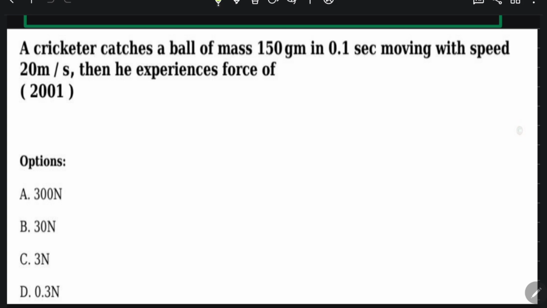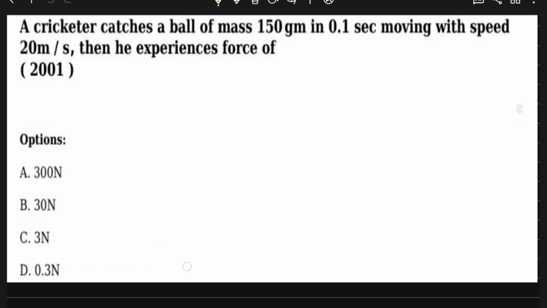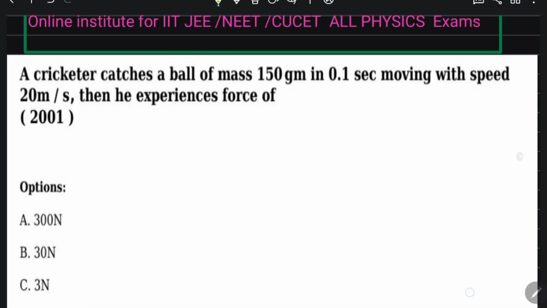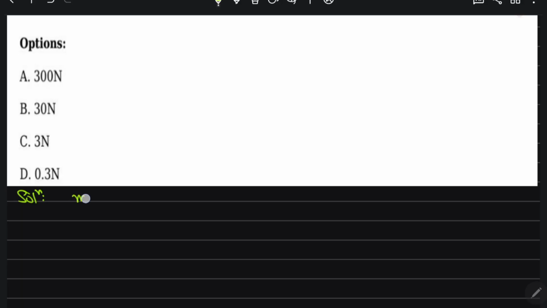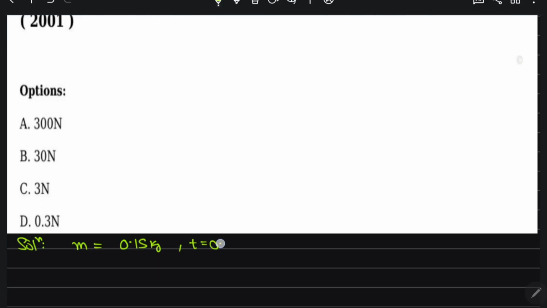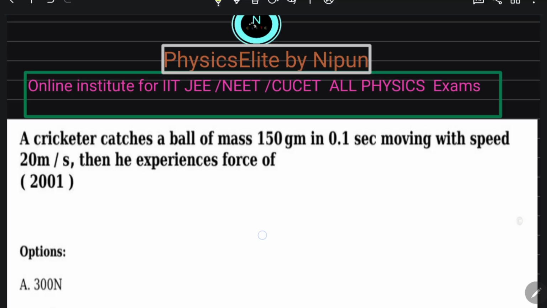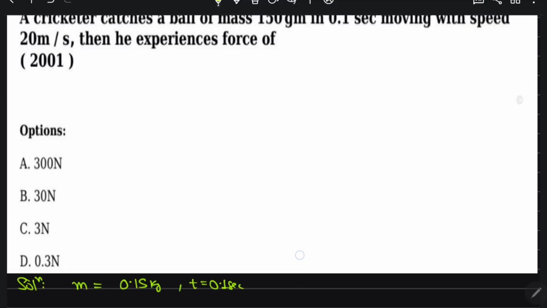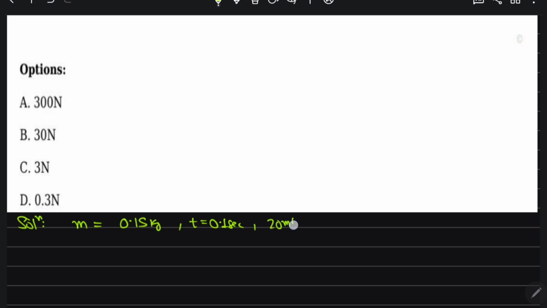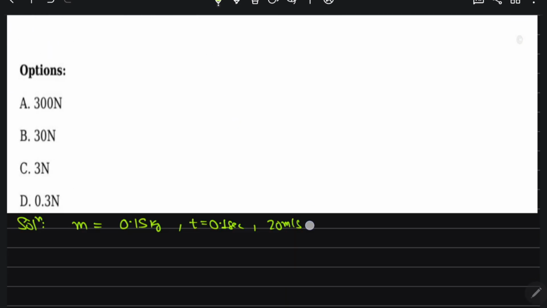A cricketer catches a ball of 150 gram in 0.1 second moving with a speed of 20 meter per second. Then he experiences a force of how much? In this question, a cricketer catches a ball of mass 150 grams. First you convert it to kg, so 0.15 kg, in time 0.1 second, moving with the speed of 20 meter per second.